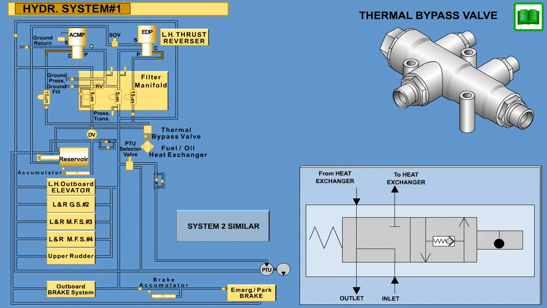The valve controls the flow of pump case drain fluid to the heat exchanger as a function of fluid temperature by diverting fluid flow around the heat exchanger at low temperature. In addition, the valve provides a pressure relief function to allow fluid to bypass the heat exchanger if its pressure drop becomes excessive.